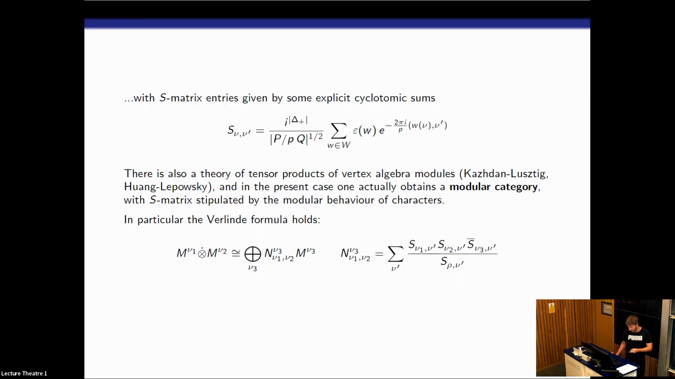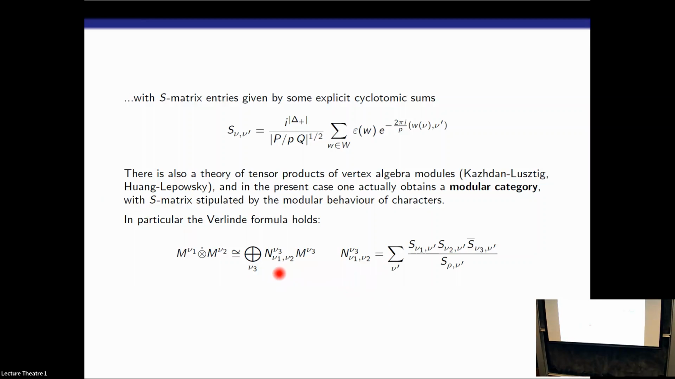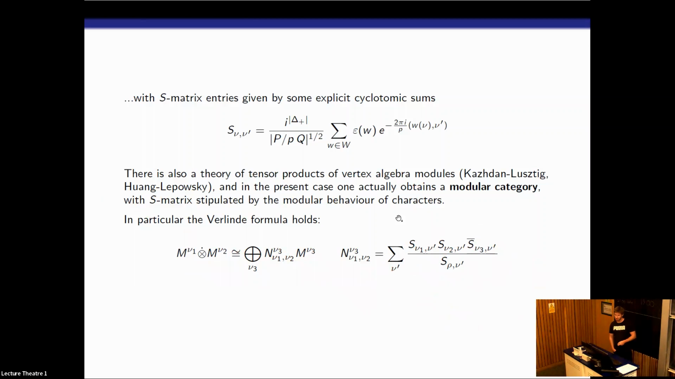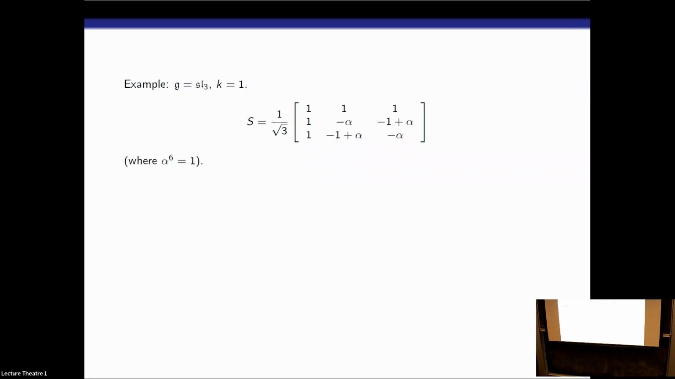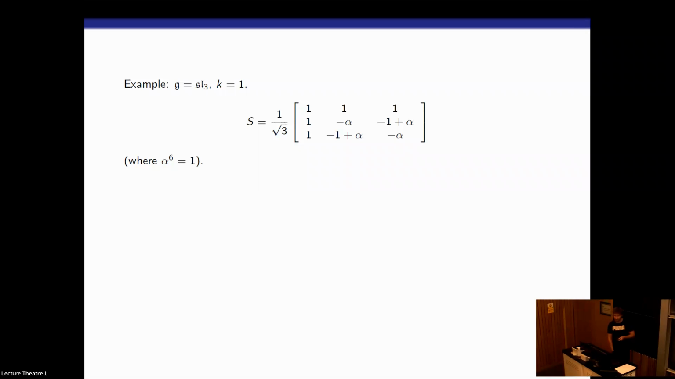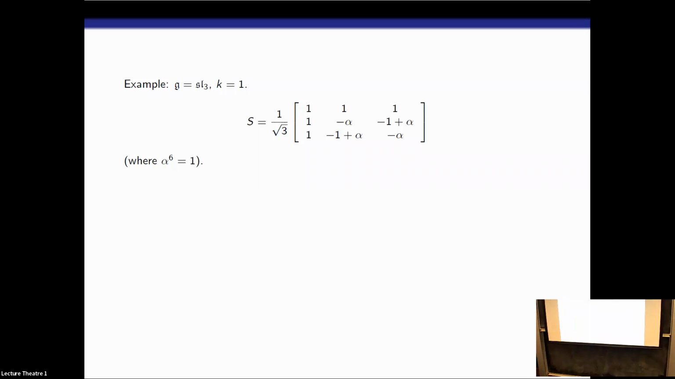And so a general fact about modular categories is that you can determine the tensor product decomposition rules. These are called fusion rules. Decompositions into irreducibles of any tensor product are given via this Verlinde formula, some crazy sum over the S matrix. Right? So for example, SL3 at level k equals 1 has 3 irreducible modules, as we saw in the previous slide. Compute the S matrix, you get this answer.